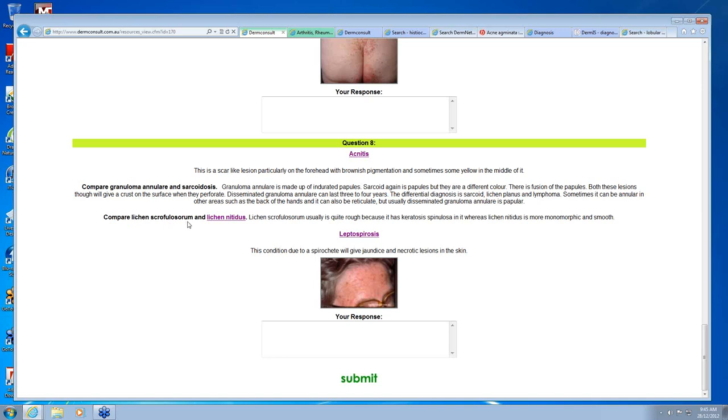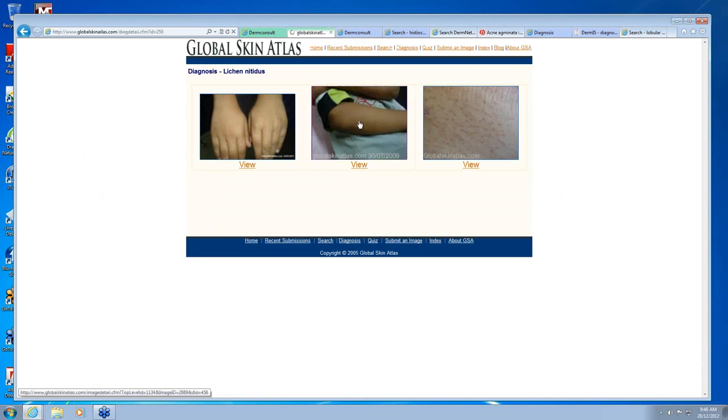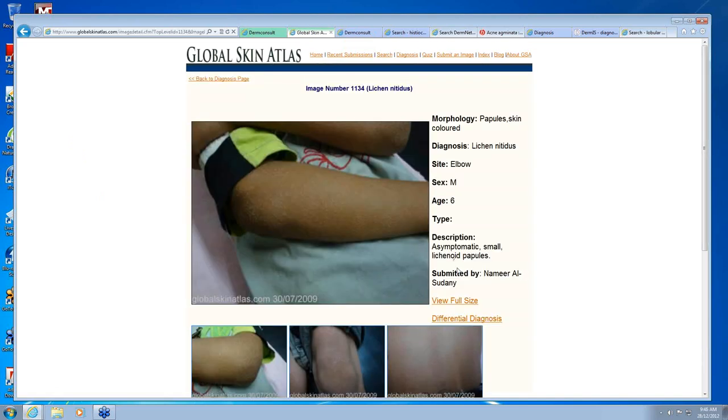Compare lichen scrofulosorum and lichen nitidus. Well, lichen scrofulosorum again is one of these tuberculids. It's usually seen around the elbows and knees, a localized patch, scaly, with very small punctate papules. Lichen nitidus, micropapules. Younger patients, I think. Let's have a quick look at this example of lichen nitidus from Global Skin Atlas. Let's view this full size.